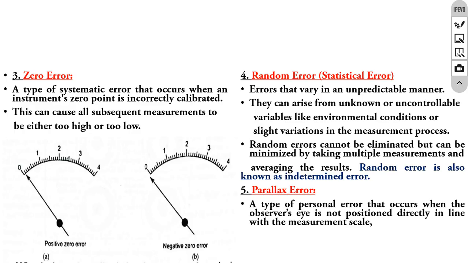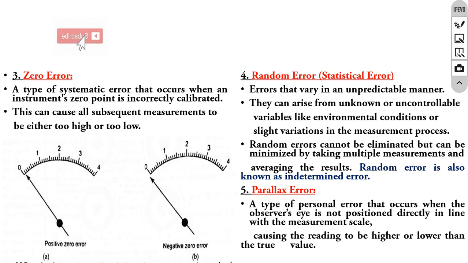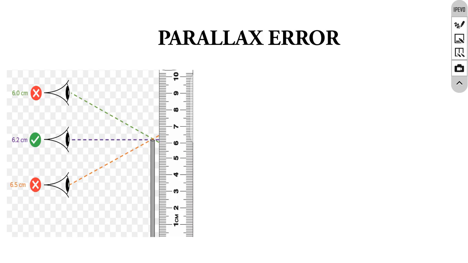Parallax error. It is a type of personal error that occurs when the observer's eye is not positioned directly in line with the measurement or the measuring scale, causing the reading to be higher or lower than the true value, the parallax error. I'm going to show you a picture explaining this parallax error. Now look at the position we have here.